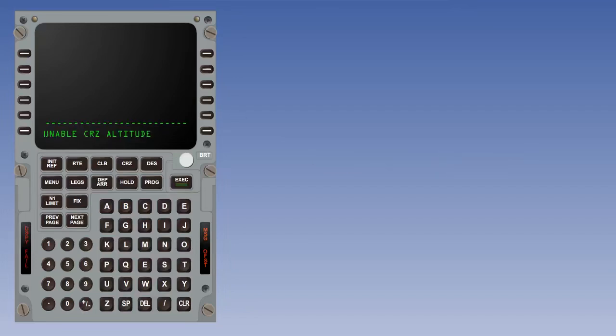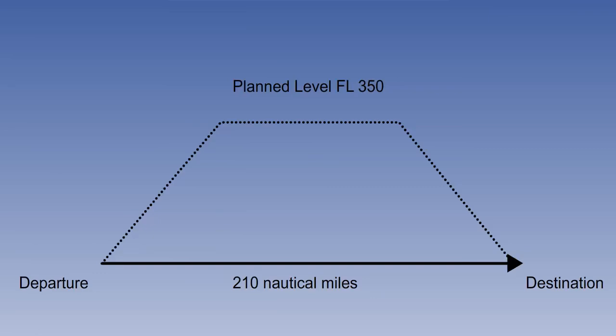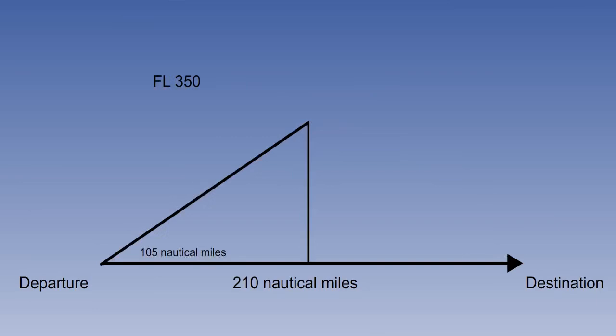Another possible message is unable cruise altitude. This is because the journey is too short for the requested cruise altitude. Suppose the route distance is 210 nautical miles and we select flight level 350. The computer will calculate the distance required for the climb to that level, taking into account weight, ISA deviation and wind. A typical figure would be 105 nautical miles.